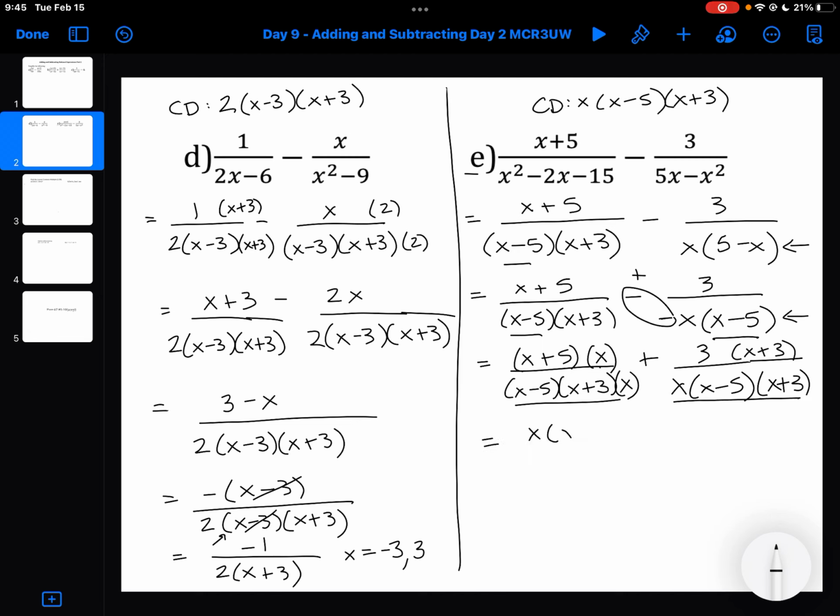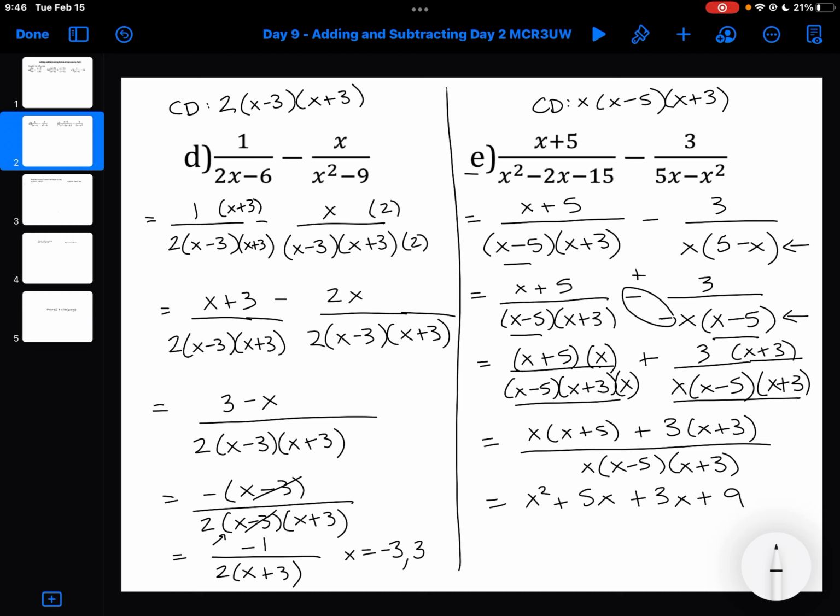Now I can add my numerators together and keep the denominator the same. So I've got x times x plus 3 plus 3 times x minus 5. Okay. Expanding and simplifying the top is going to be x squared plus 5x plus 3x plus 9. And then again, my denominator is still the same, x times x minus 5 times x plus 3. And my expression on the top is x squared plus 8x plus 9 over x times x minus 5 times x plus 3.